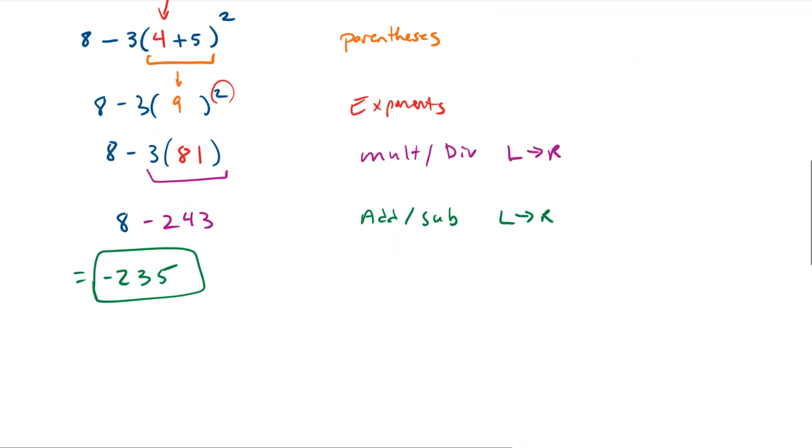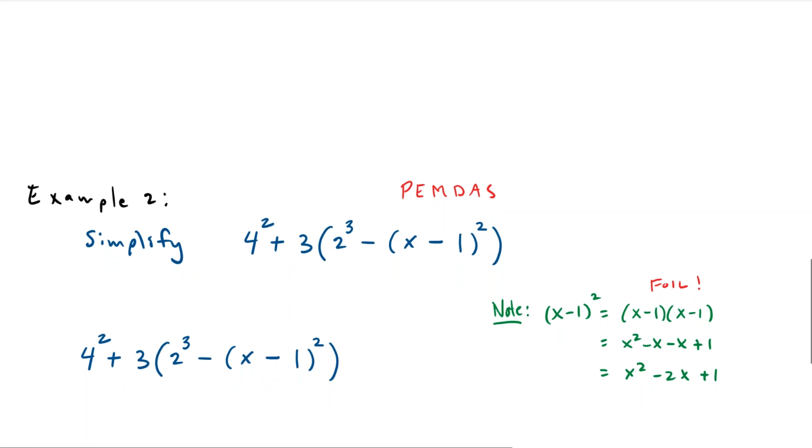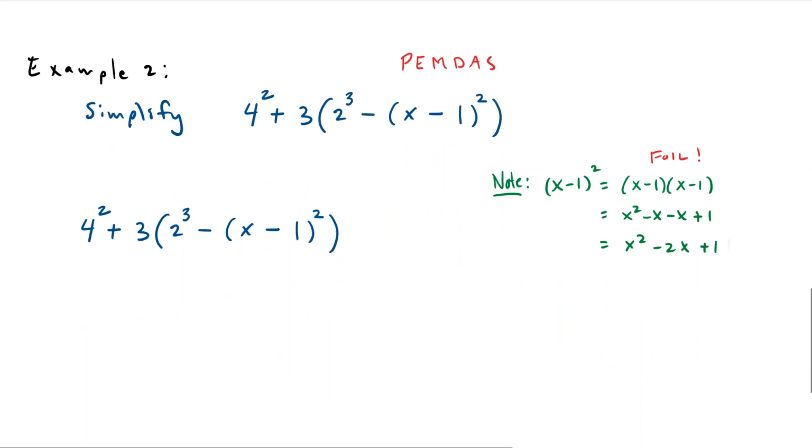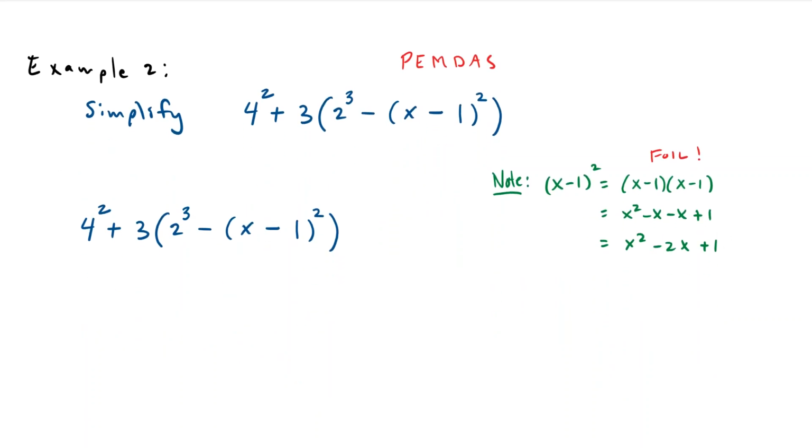Let's do one more example. In this example, we want to simplify 4 squared plus the 3 times the quantity 2 cubed minus the quantity x minus 1 squared. So this is a little more complex, right? But we can still do it. It's not a problem. The first thing we deal with is parentheses.